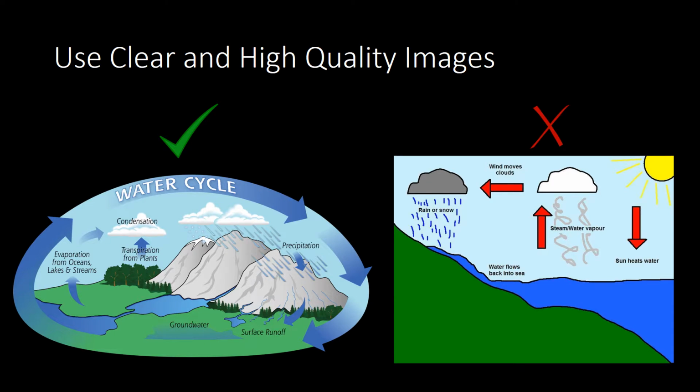You want to make sure that the images that you use are clear and high quality images. And when we talk about clear, we're making sure that the image that we are using connects to the content that we're talking about. So for example, if I'm talking about the water cycle here in this slide, I wouldn't have an image of a circuit. That has nothing to do with the water cycle. So just make sure that that image does connect to the content.